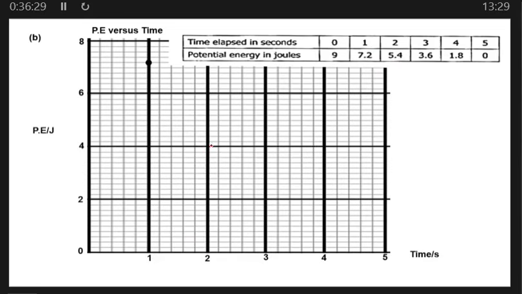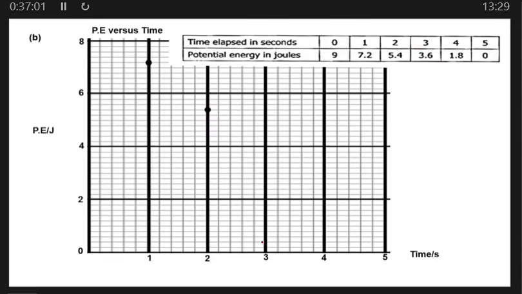So if we say 4, 4.2, 4.4, 4.6, 4.8, 4.9, this is 5, then 5.4, 5.6. Now 5.4 must be this value here. Then we plot 3.6.